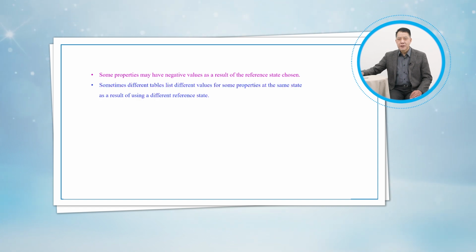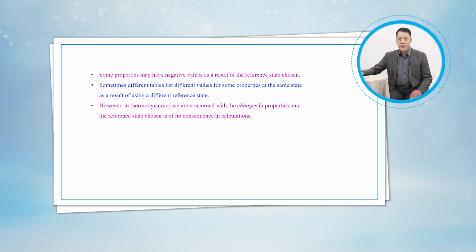Sometimes different tables list different values for some properties at the same state as a result of using a different reference state. However, in thermodynamics, we are concerned with the changes in properties, and the reference state chosen is of low consequence in calculations.